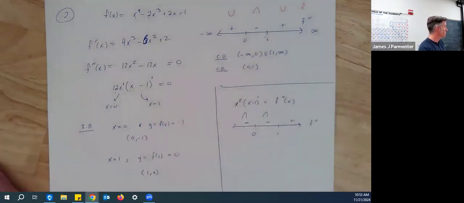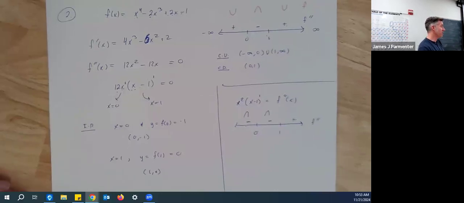But what if it's a cusp? You cannot have an inflection point at a cusp, because one of the other requirements of an inflection point is that the first derivative exists there. And the first derivative does not exist at a cusp.